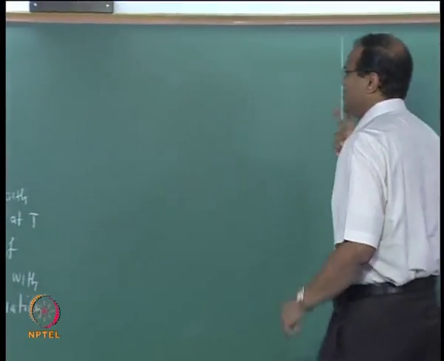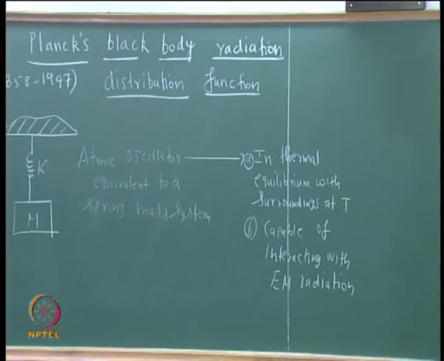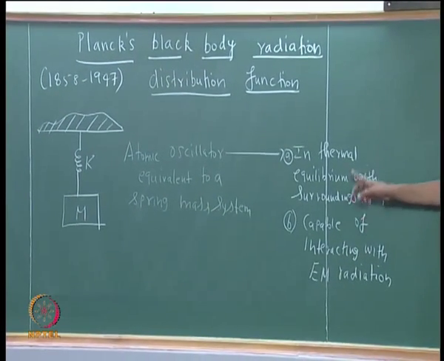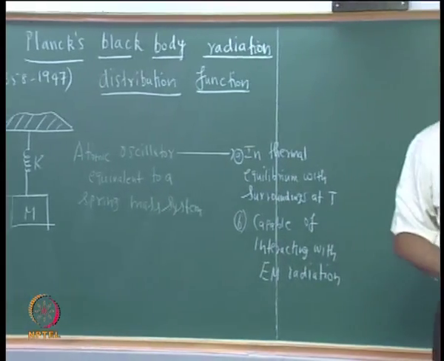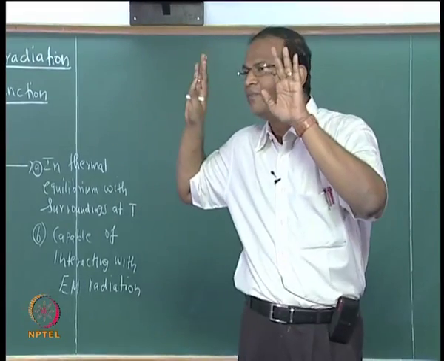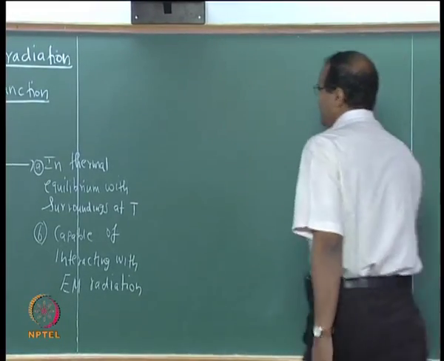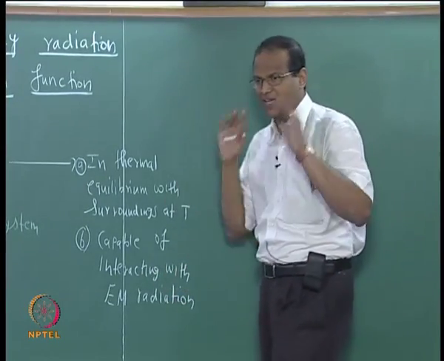There are 2 important points you have to note. This spring mass system or the atomic oscillator is in thermal equilibrium with the surroundings at T. Even if it is in equilibrium with the surroundings at T, it will continue to emit radiation, because of Prevost's law; this activity will cease only when T becomes 0 Kelvin. And the oscillator is capable of interacting with the electromagnetic radiation.